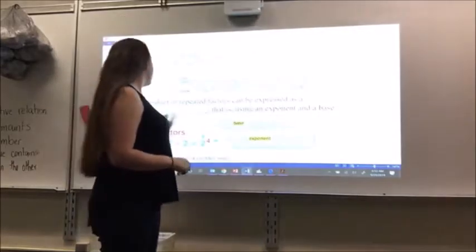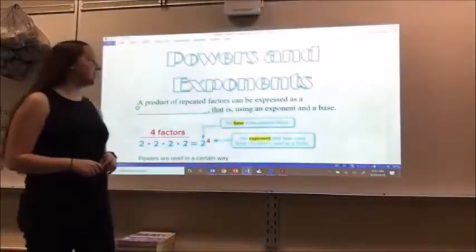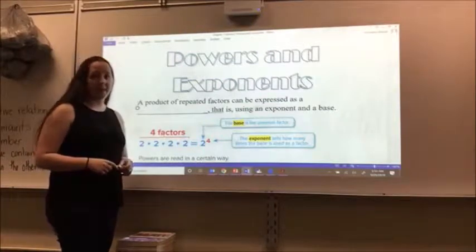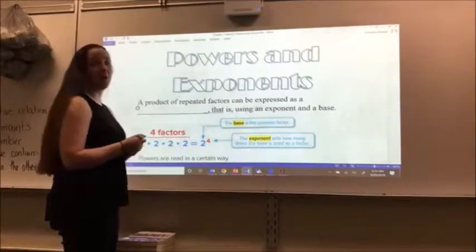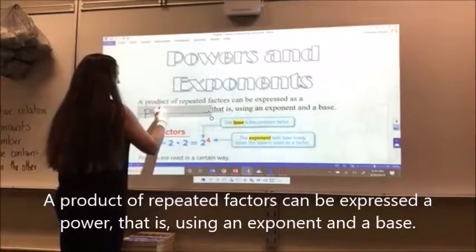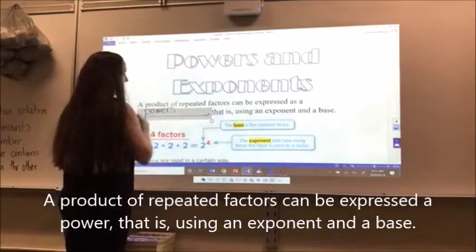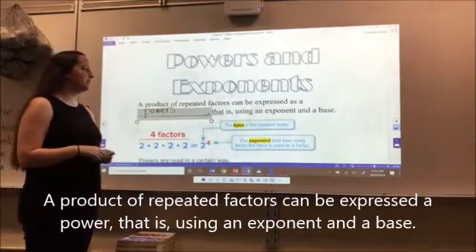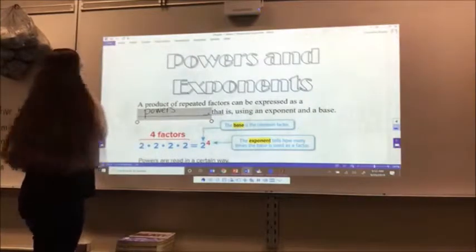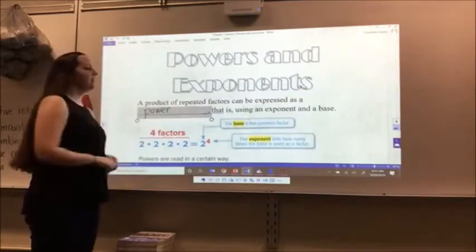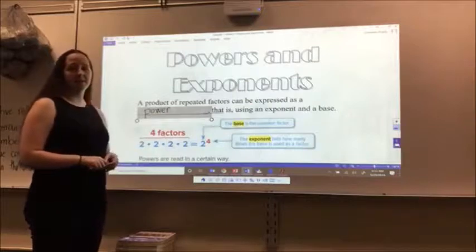A product of repeated factors can be expressed as a power, that is, using an exponent and a base.